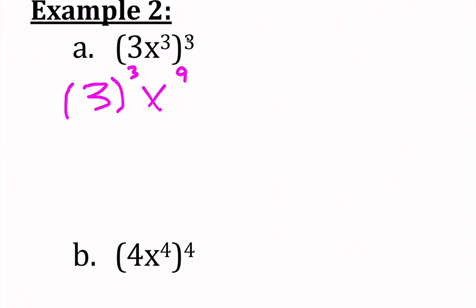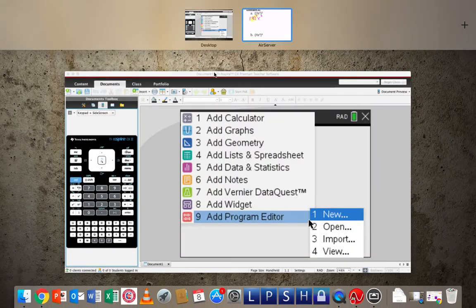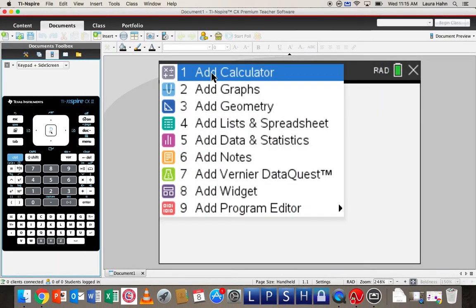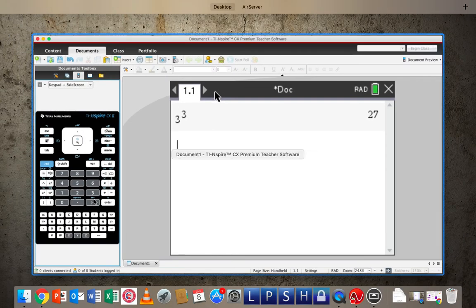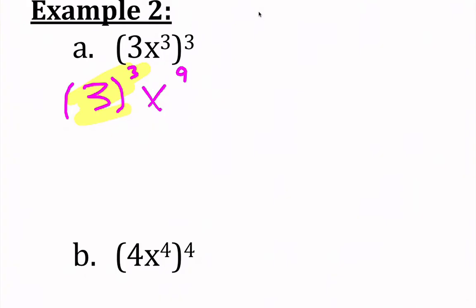Okay, we don't want to leave our answer like this because I can simplify this piece right here. So I'm going to go ahead and type that into my calculator. So I have my 3 in parentheses, and remember to raise it to an exponent, you use this little caret key. 3 to the 3rd power is 27. So I know my final answer will be written as 27x to the 9th.